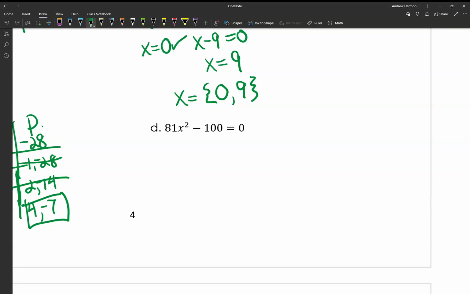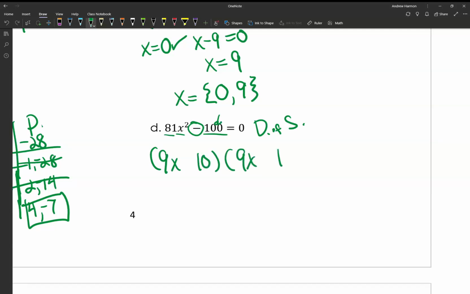But it is two terms, and 81x squared and 100 are all perfect squares, and they're being subtracted. So this is a difference of squares. So all we have to do is take the square root of 81x squared, which is 9x, take the square root of 100, which is 10, make another set, 9x and 10, then we make one plus, one minus, and we set it equal to 0.